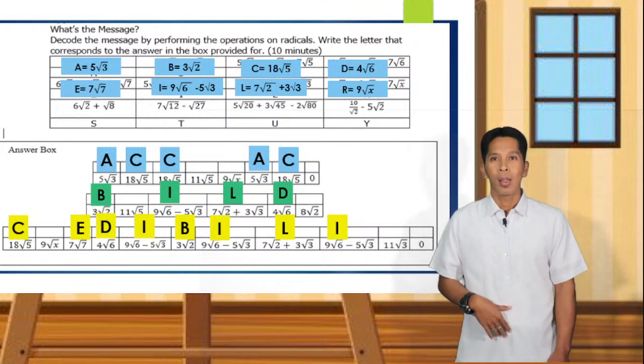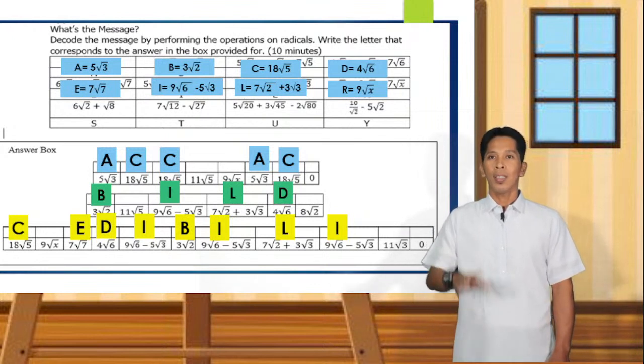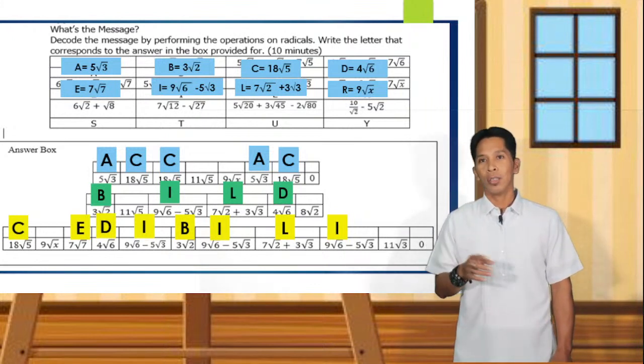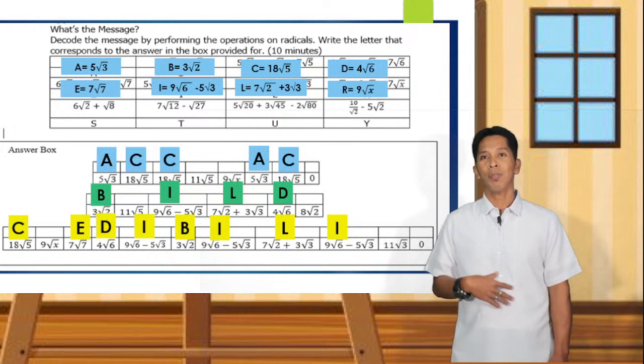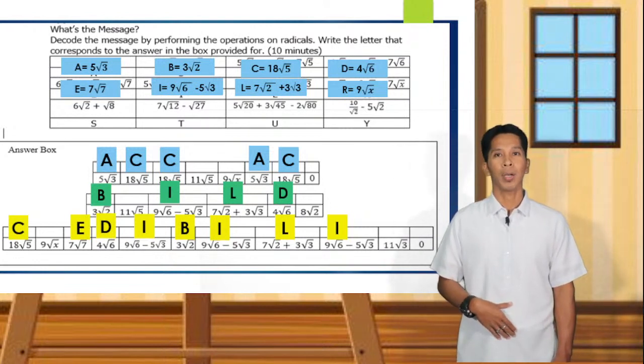So next, 6 square root of 2 plus square root of 8. In this number, we need to simplify first the square root of 8. So what will be the simplest form of the square root of 8?